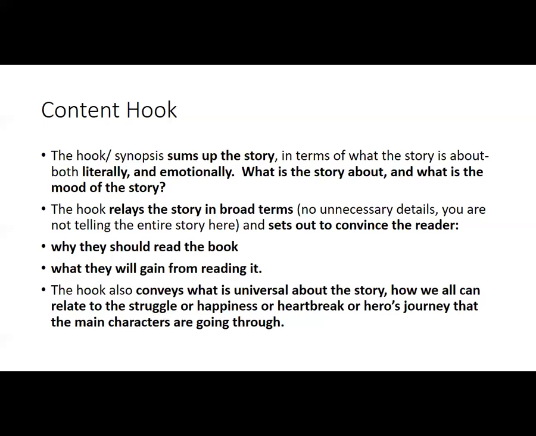You're also going to have information about what's universal about your story. Is it about desire? Is it about revenge? Is it about love? Is it about compassion? Is it about isolation, depression? All those things are universal things.